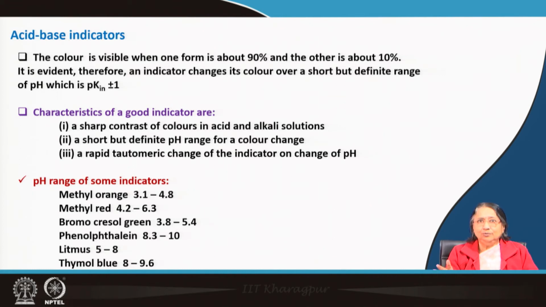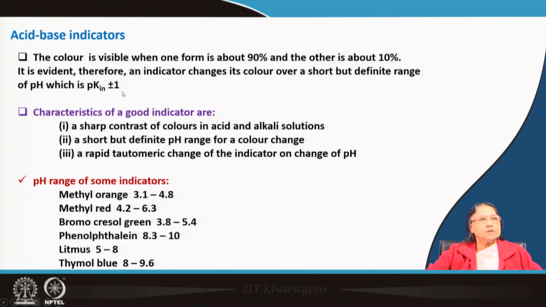Okay. One form should be in excess, how much excess? 90%. Another form is at very low concentration, that is the 10%. It is evident, therefore, that an indicator changes its color over a short but definite range of pH, pK indicator plus minus 1. That log ratio is 9 to 1, not 10 to 1, actually 9 to 1, right? That is why I have written approximately plus minus 1.